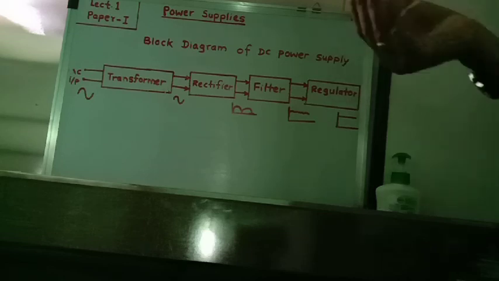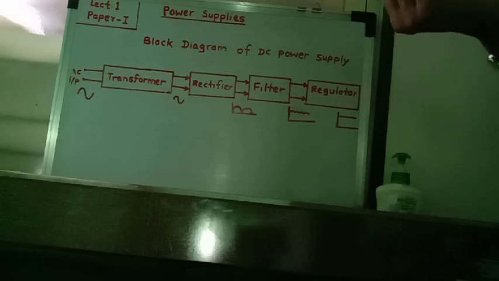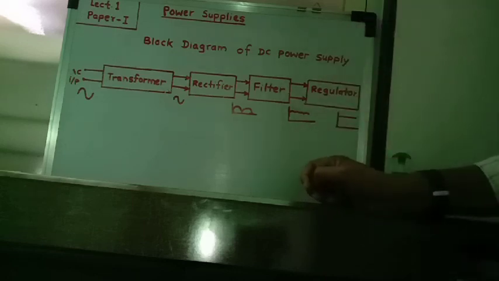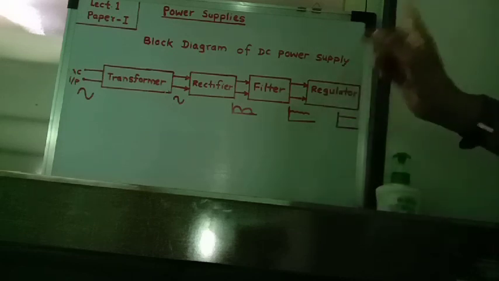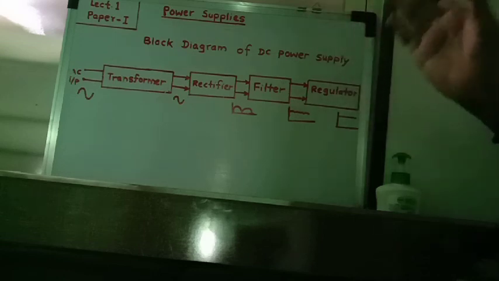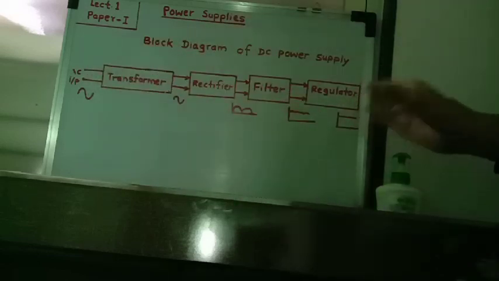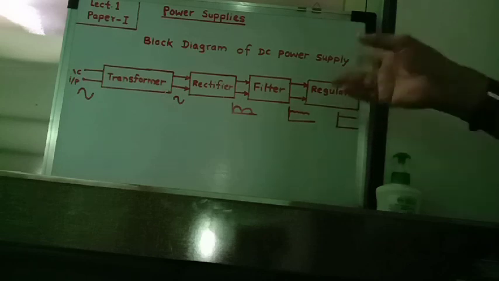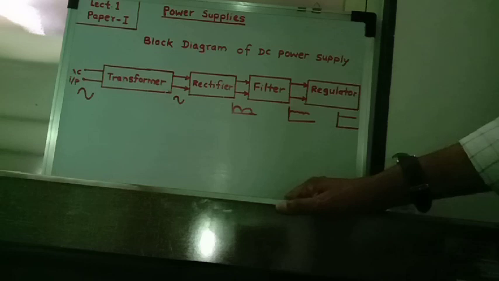This IC has 3 pins. Pin number 1 is input, pin number 2 is ground or common, and pin number 3 is output. So these regulators are used to maintain the output voltage constant. It keeps the output voltage constant irrespective of variations in AC line voltage or variations in load current. So this is about the block diagram of a DC power supply. So we will stop here.